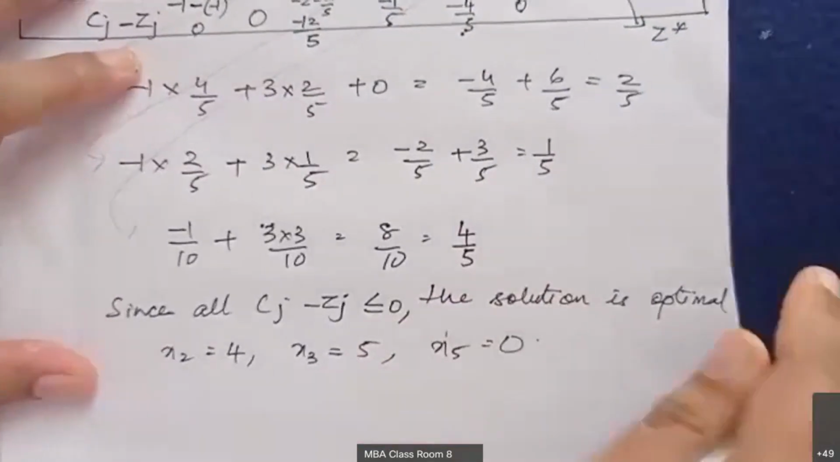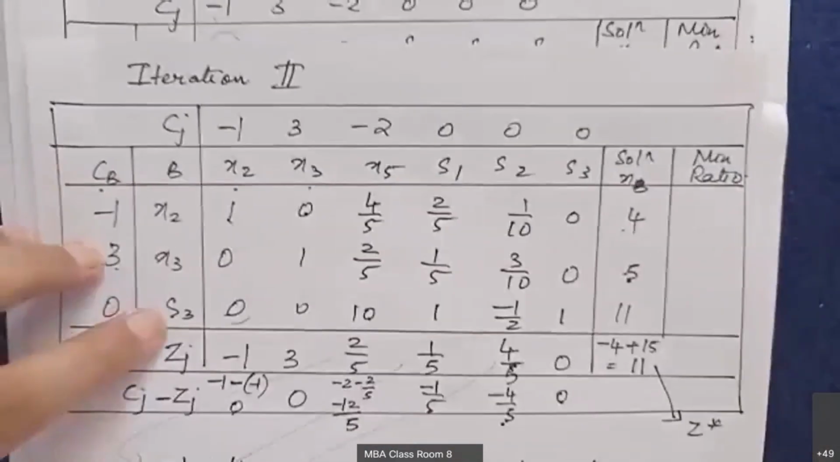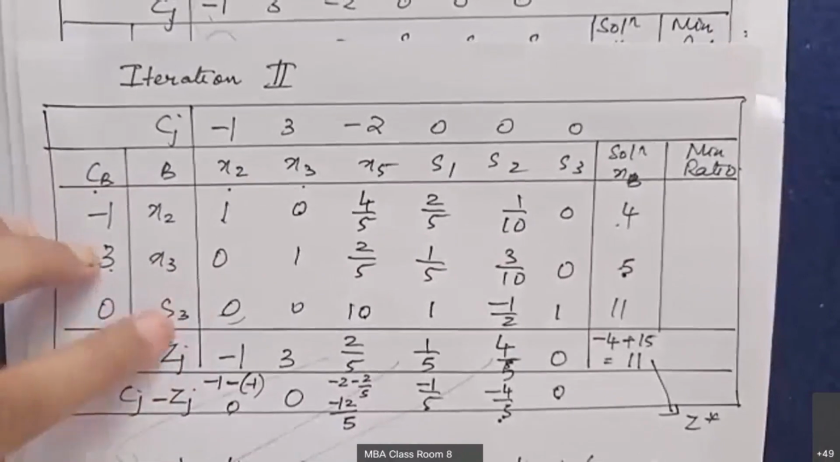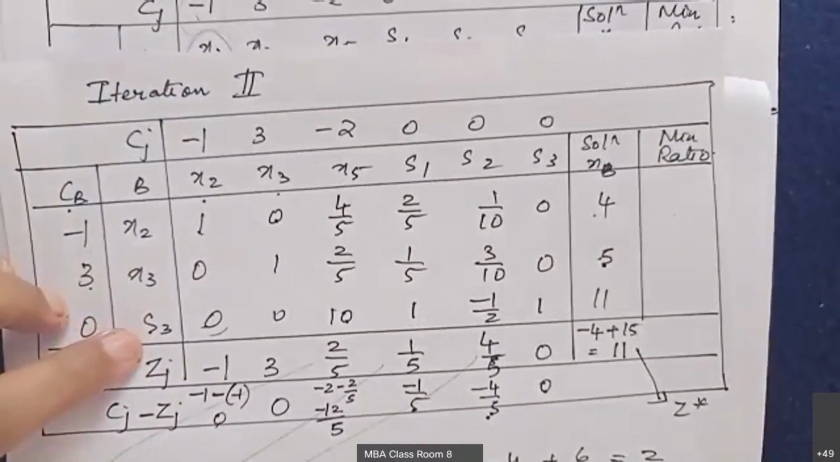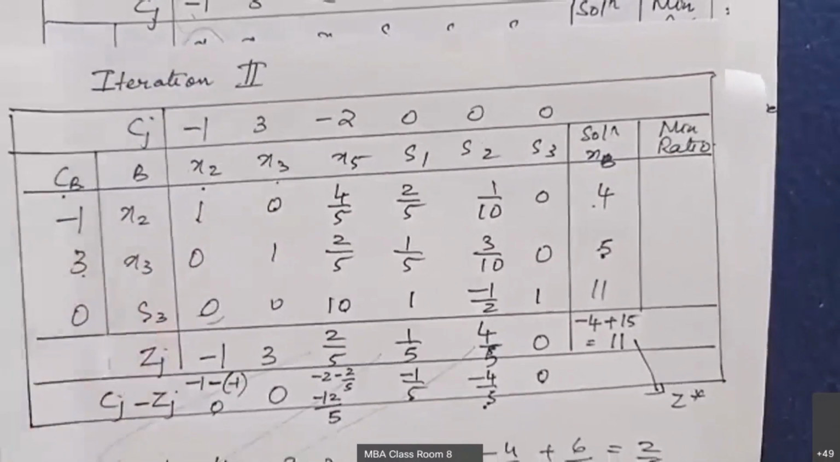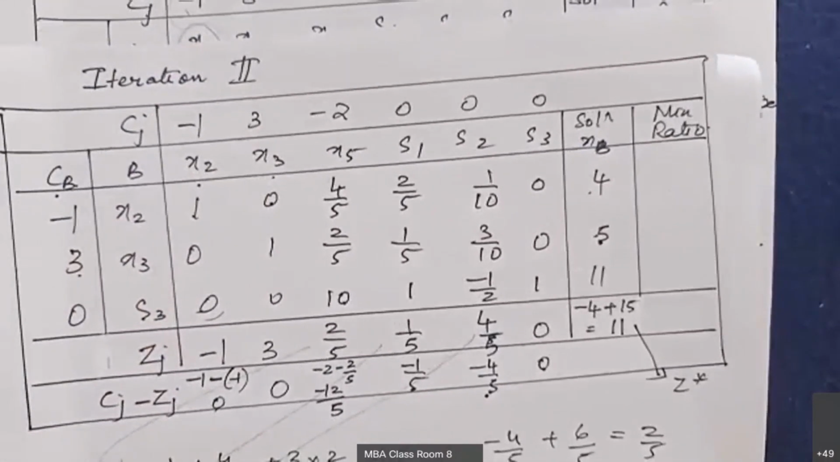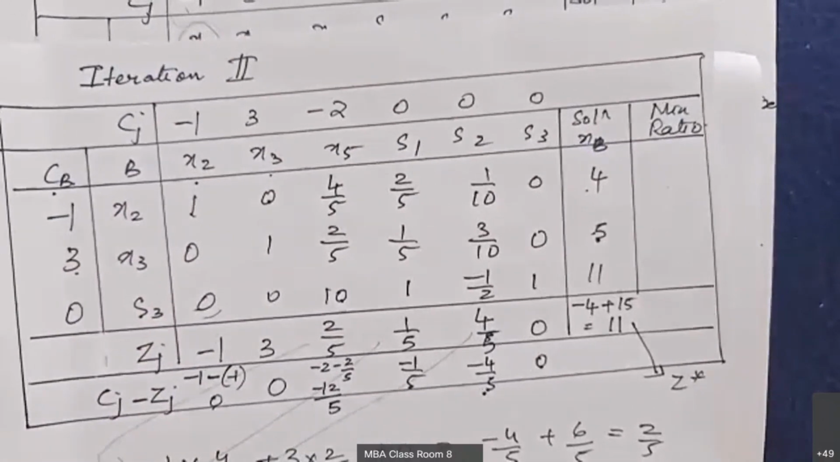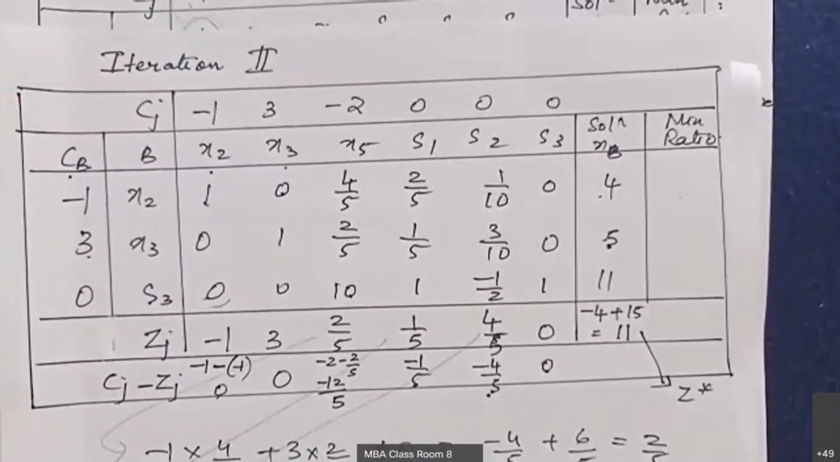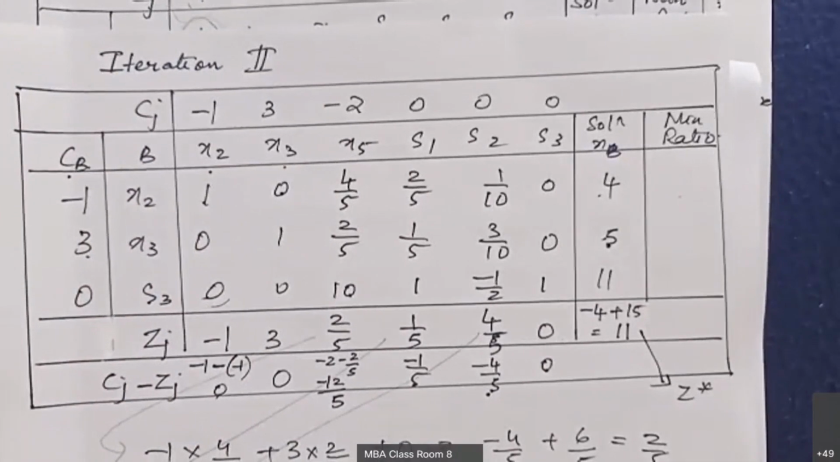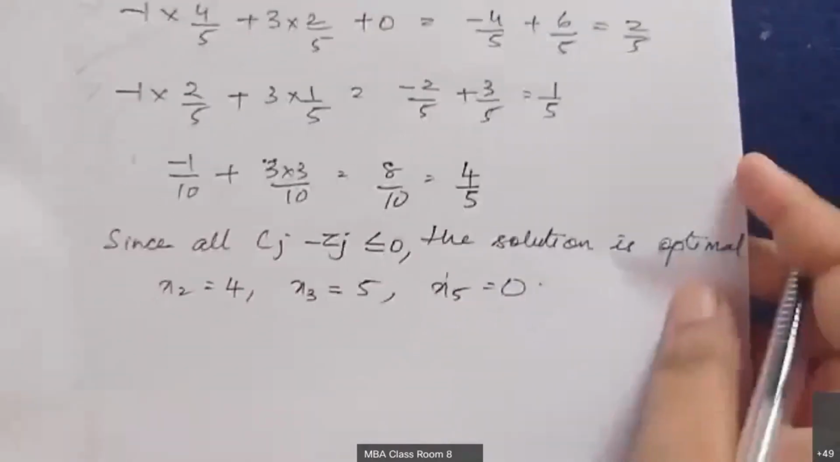Okay, we don't have to consider this S3 and all. All this comes as part of the iterations. Otherwise we don't have to consider S3, because S1, S2, S3 are the values that we introduced. So we don't have to consider these. We need to consider only the values of x2, x3 and x5 in this case. Okay, so we got this one.